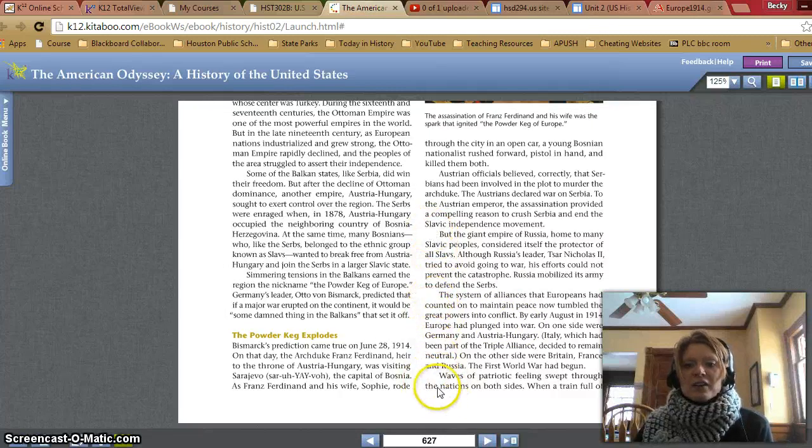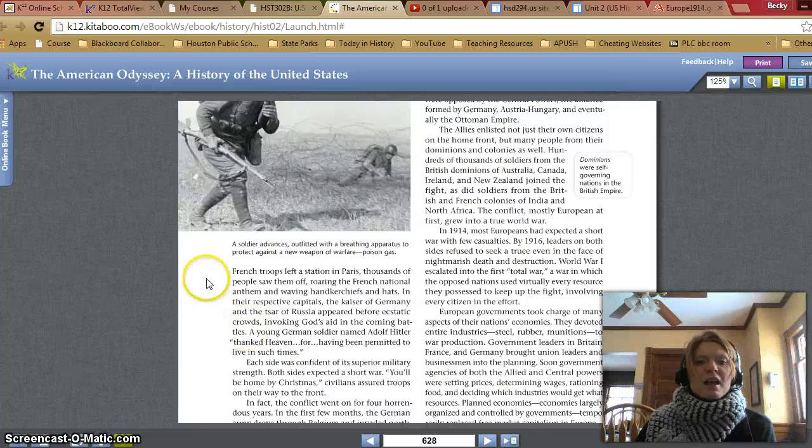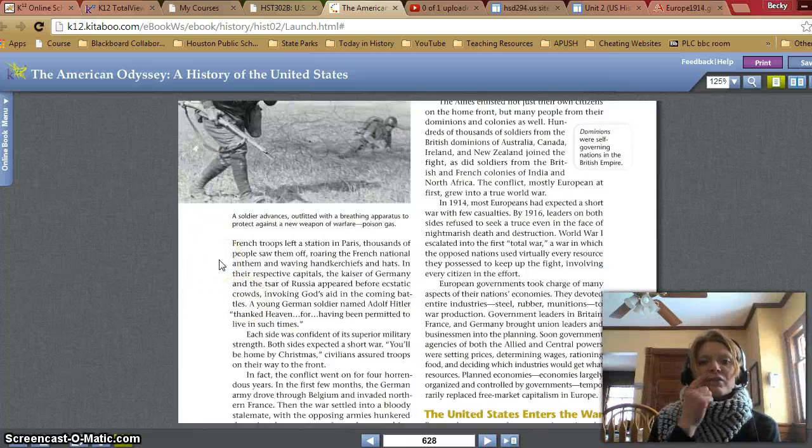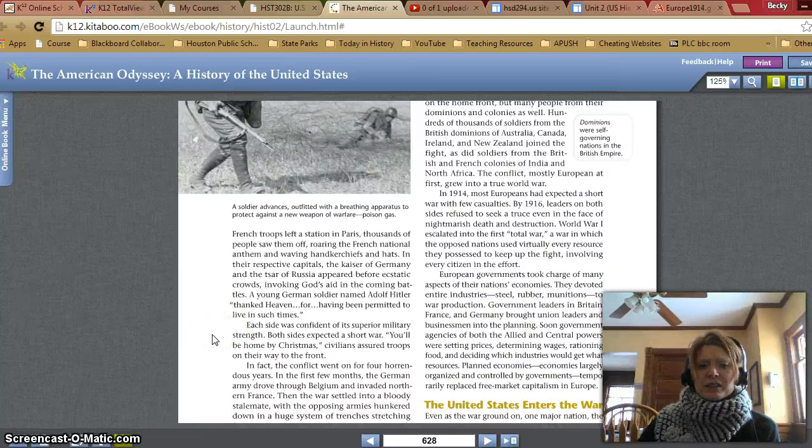The waves of patriotic feeling swept through the nations on both sides. When a train full of French troops left a station in Paris, thousands of people saw them off, roaring the French national anthem and waving handkerchiefs and hats. In the respective capitals, the Kaiser of Germany and the Tsar of Russia appeared before ecstatic crowds, invoking God's aid in the coming battles. A young German soldier named Adolf Hitler thanked heaven for having been permitted to live in such times. Each side was confident of a superior military strength.